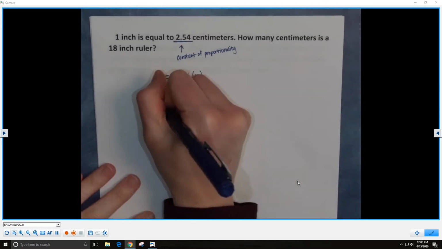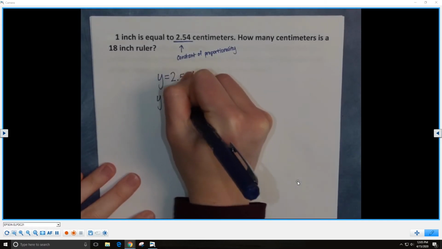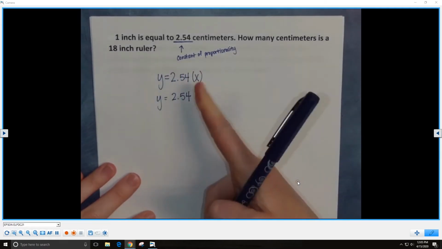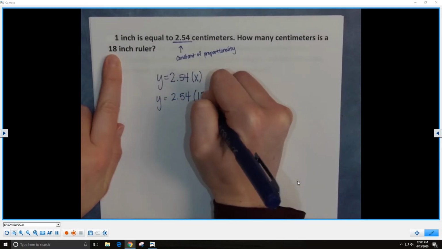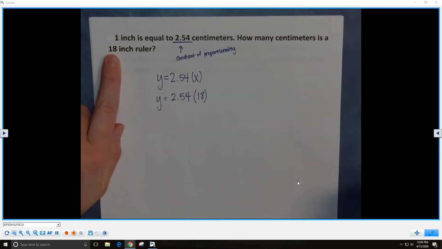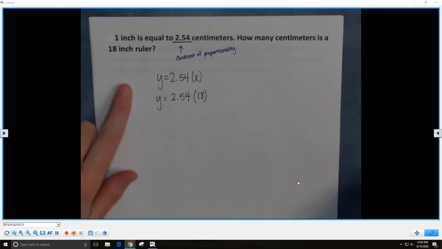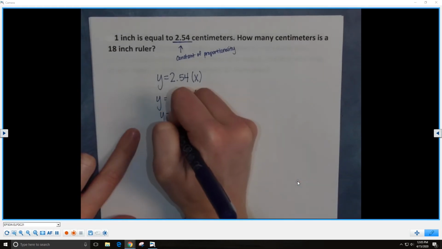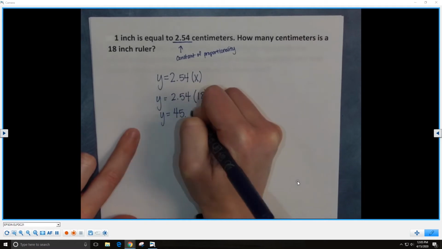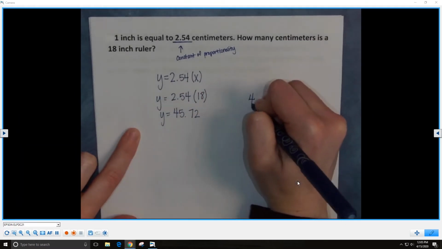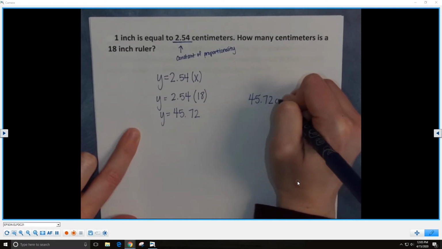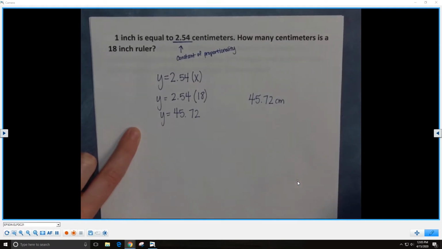So y equals 2.54 times x. Again, we just said that x is the number of inches and it's an 18-inch ruler. So we're going to replace x with 18, or substitute 18 for x. Doing that multiplication, we get 45.72. So there are 45.72 centimeters in an 18-inch ruler.